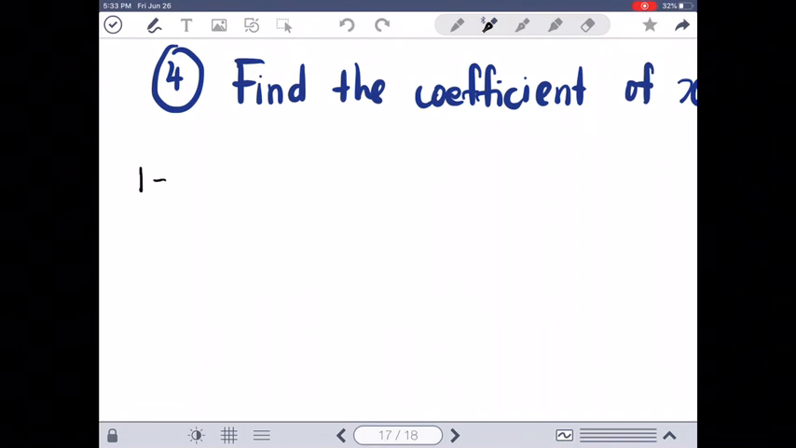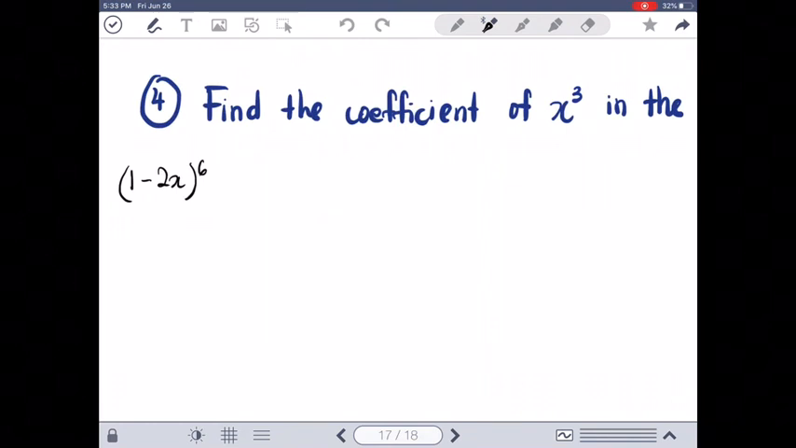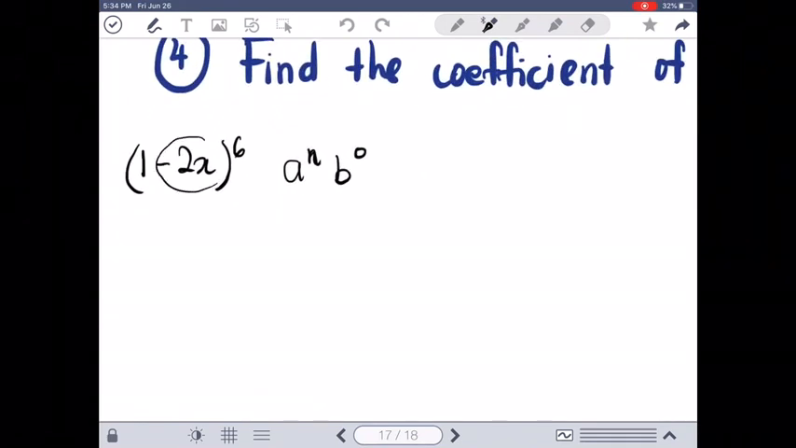So if you want to expand 1 minus 2x to the power of 6, we know that the first term, we should get a to the power of n, b to the power of 0 from the formula. So in this case, our b is negative 2x. So in terms of x, the power of x will be 0. Means that for term 1, the power of x is equal to 0.